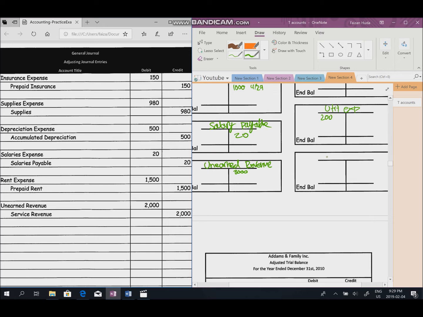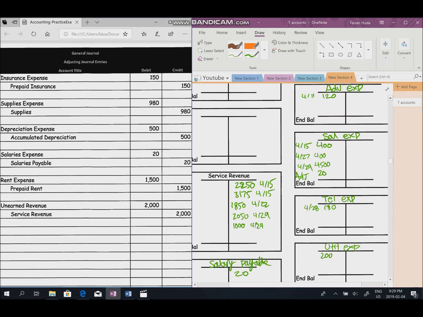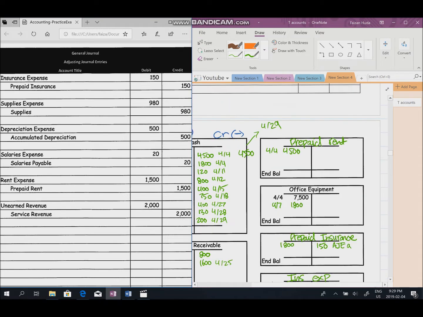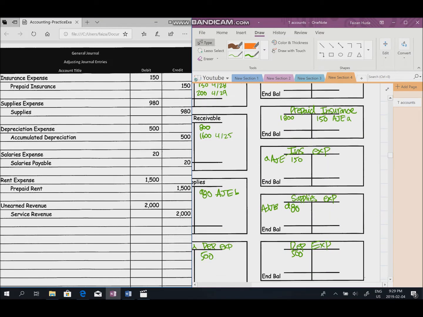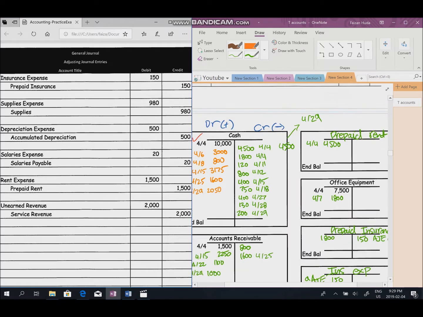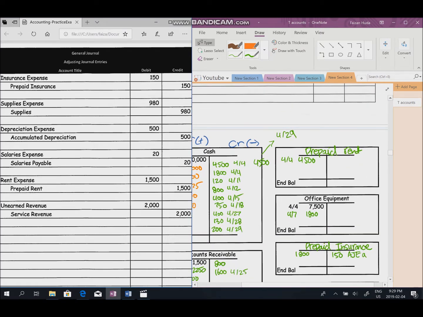Rent expense I believe was not made, but it's good to double check. No, rent expense was not made, but prepaid rent was. So I'm going to write rent expense over here. Again, I'm using short form. You're expected to write the full thing on your exam or test; otherwise, you'll lose marks. 1,500, adjusting entry, so we just know.